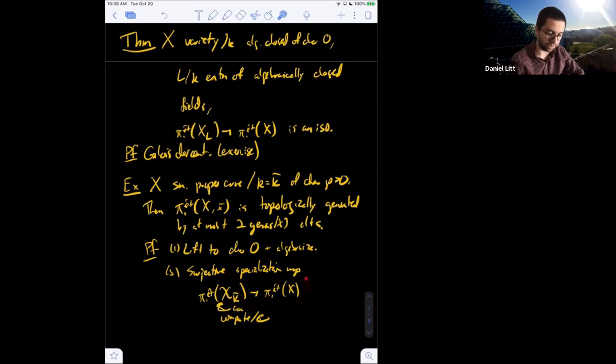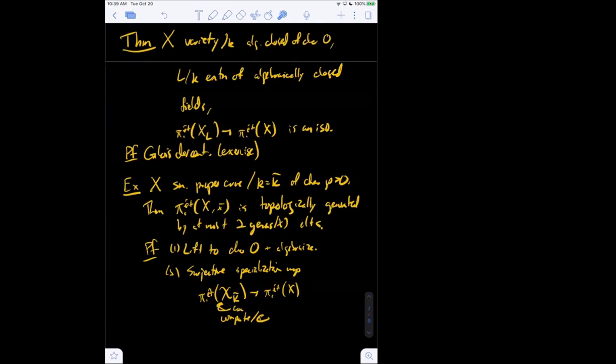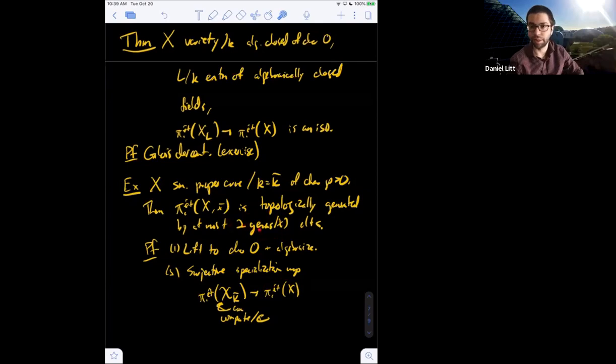Okay, so again, this is the kind of technique that you have to use. It's the only way we really know to get at fundamental groups of varieties in characteristic P. All right, are there questions about that? Is it false if X is singular? Is what false? The fact that it's generated by 2G elements. Yeah, sorry, that's what I meant.